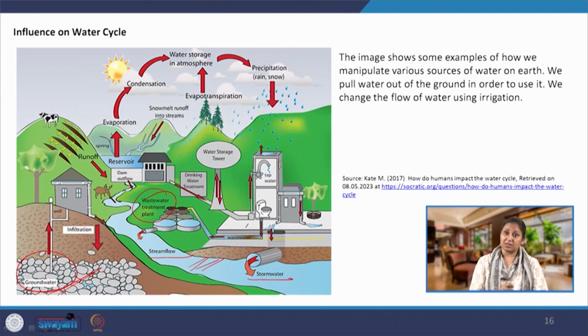Now, there are fewer trees, so there is less humidity in the atmosphere, and so the formation of clouds becomes difficult. So, there is erratic precipitation, sometimes excessive rain, other times hardly any rain. Overall, the rate of evapotranspiration also changes because there is not enough moisture in the soil and not enough moisture in the air.